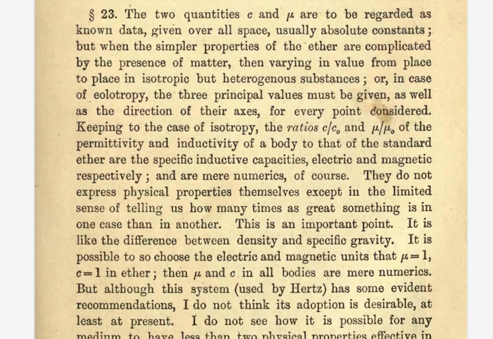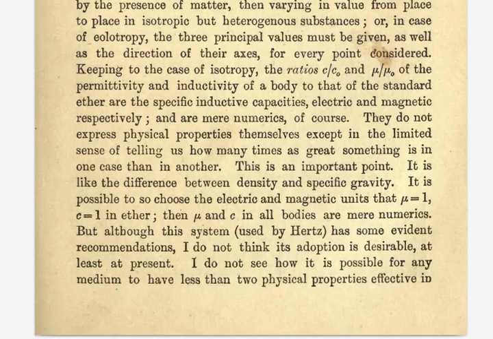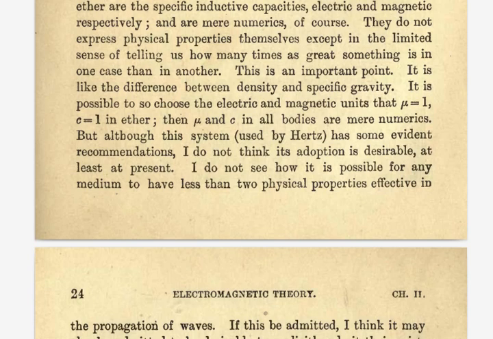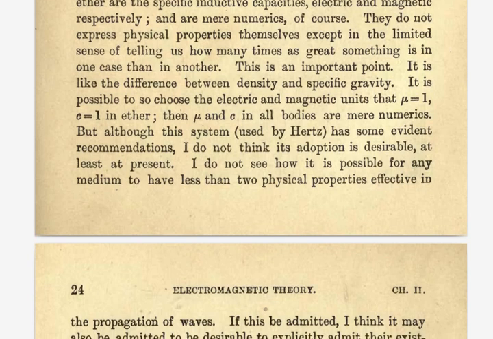Keeping to the case of isotropy, the ratios c over c0 and mu over mu0 of the permittivity and inductivity of a body to that of the standard ether are the specific inductive capacities, electric and magnetic respectively, and are mere numerics, of course. They do not express physical properties themselves except in the limited sense of telling us how many times as great something is in one case than in another. This is an important point. It is like the difference between density and specific gravity.